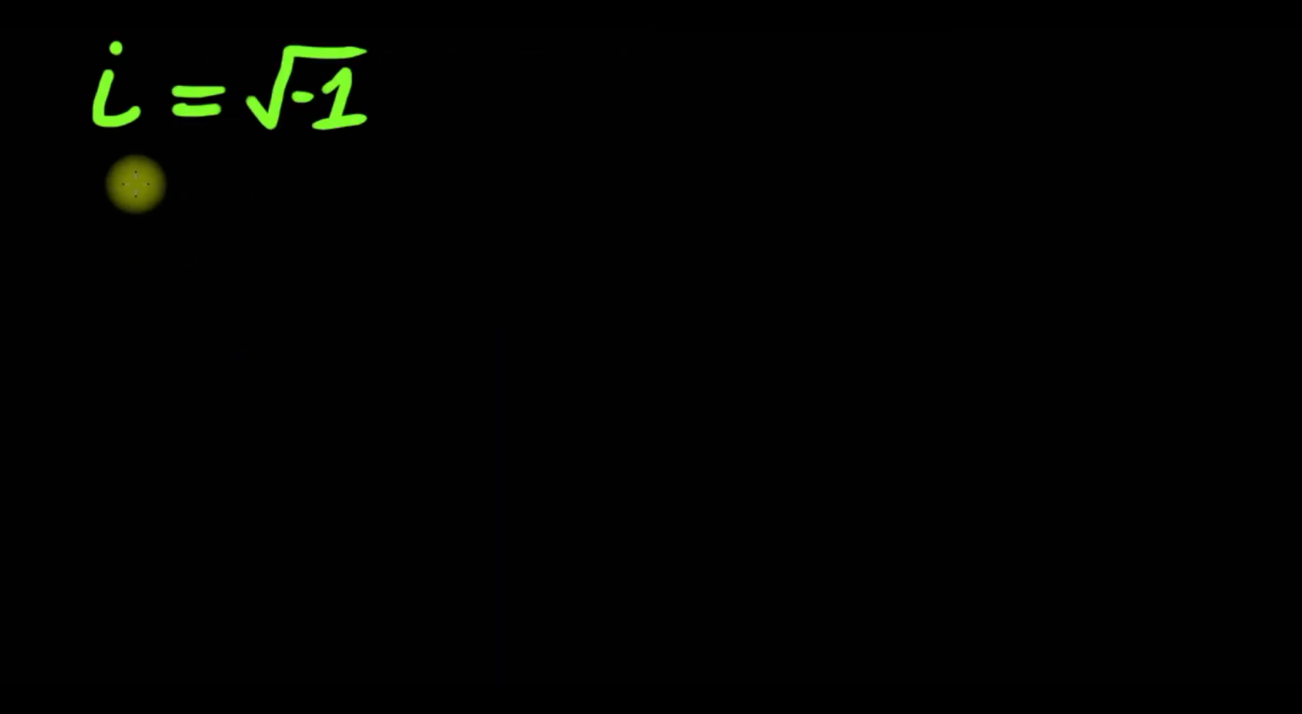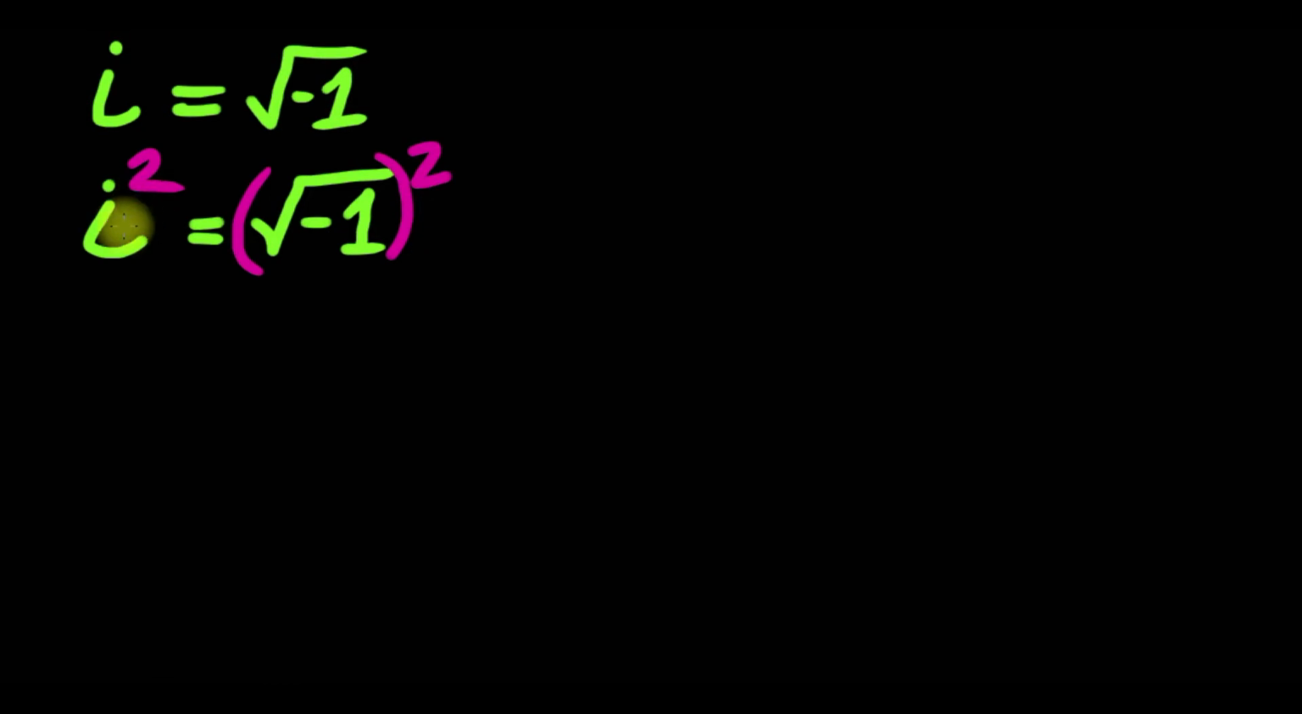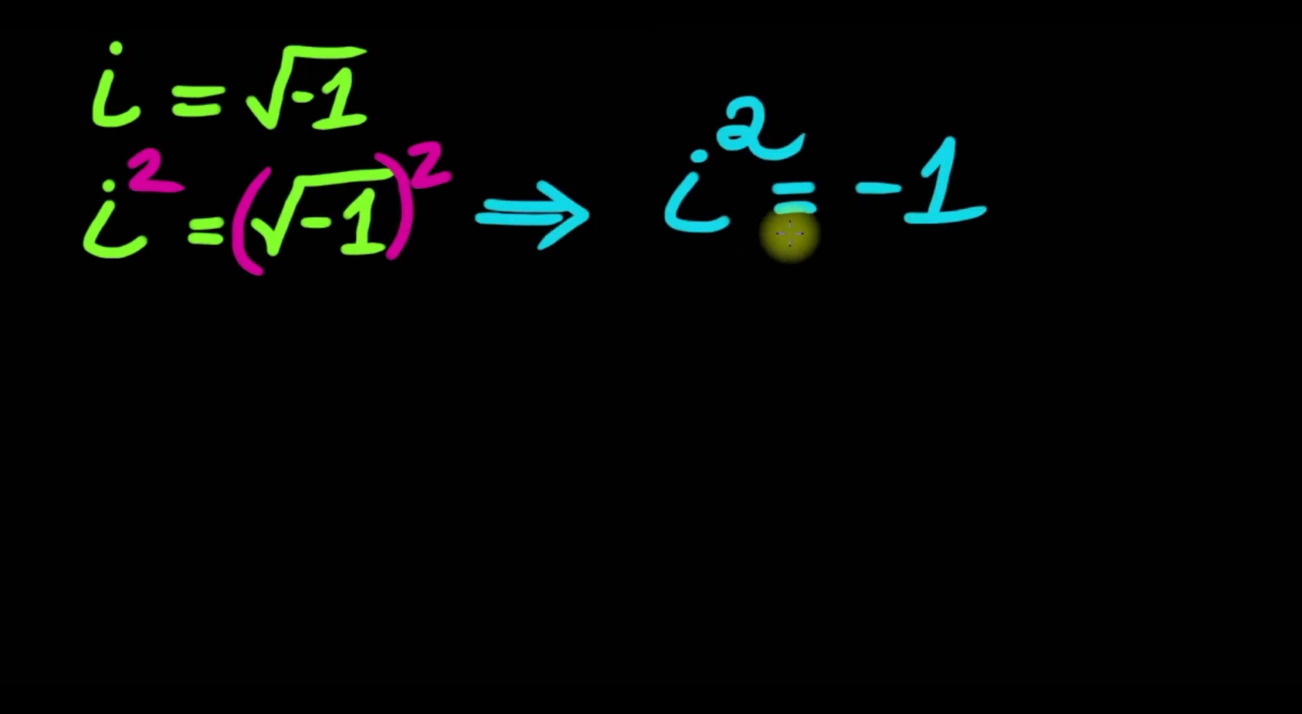In this video, I am going to show you how to work with imaginary numbers and complex numbers. So i is the square root of negative 1. If you square the i, you have to square the square root of negative 1. So i squared is the same as negative 1. When you square the square root of negative 1, you get negative 1.